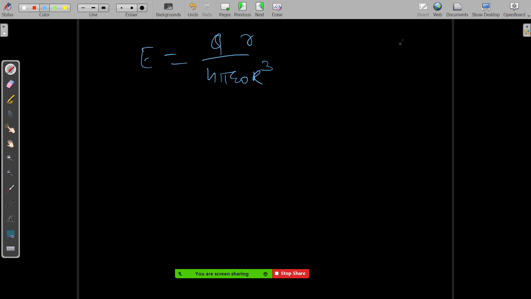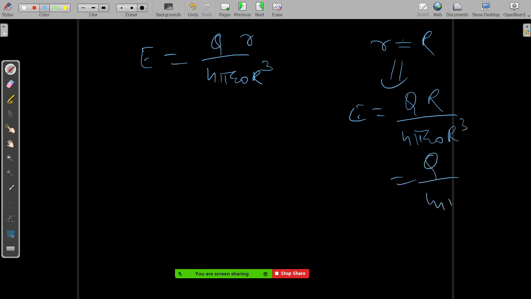So what happens when r becomes R? What will happen in that case? Then it's the same as the external part. So this one, Q r by 4 pi epsilon naught R cube, becomes Q by 4 pi epsilon naught R square.